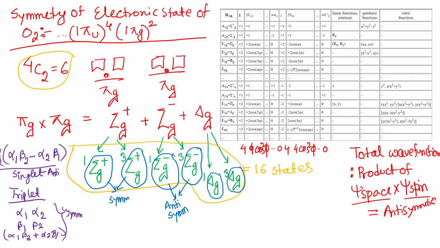Now can you tell me what is going to be the valid one, singlet sigma g plus or triplet sigma g plus? Sigma g plus is symmetric. So your spin state has to be antisymmetric. And here, will it be singlet or triplet?